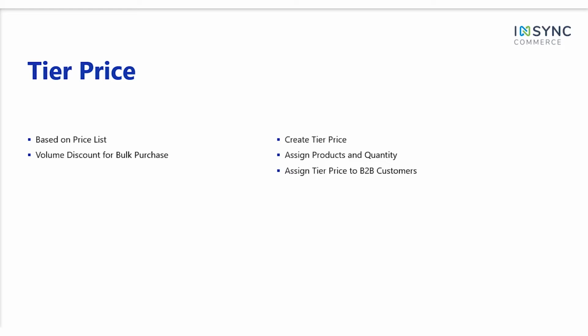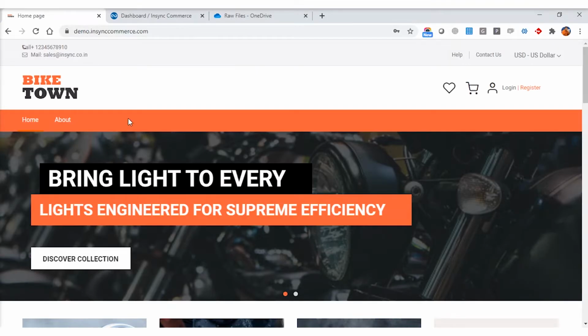So in this demo video, we will cover how to create a tier price, how to assign products and quantity level discount within a tier price rule, and then assign that tier price rule to a B2B customer and see its application when the B2B customer's contact person logs in to the portal. So let's have a look in our InSync Commerce demonstration portal.